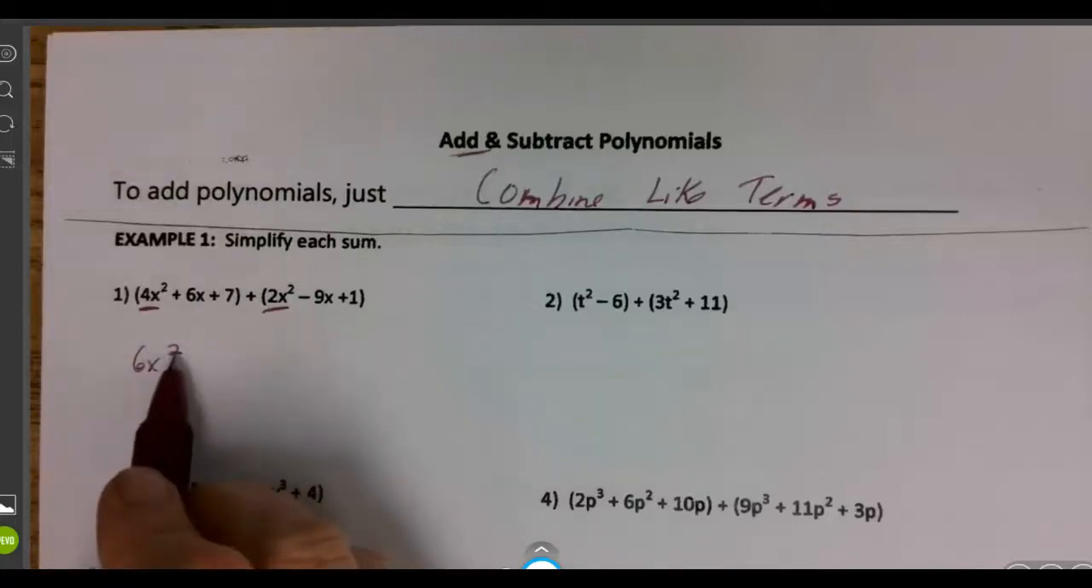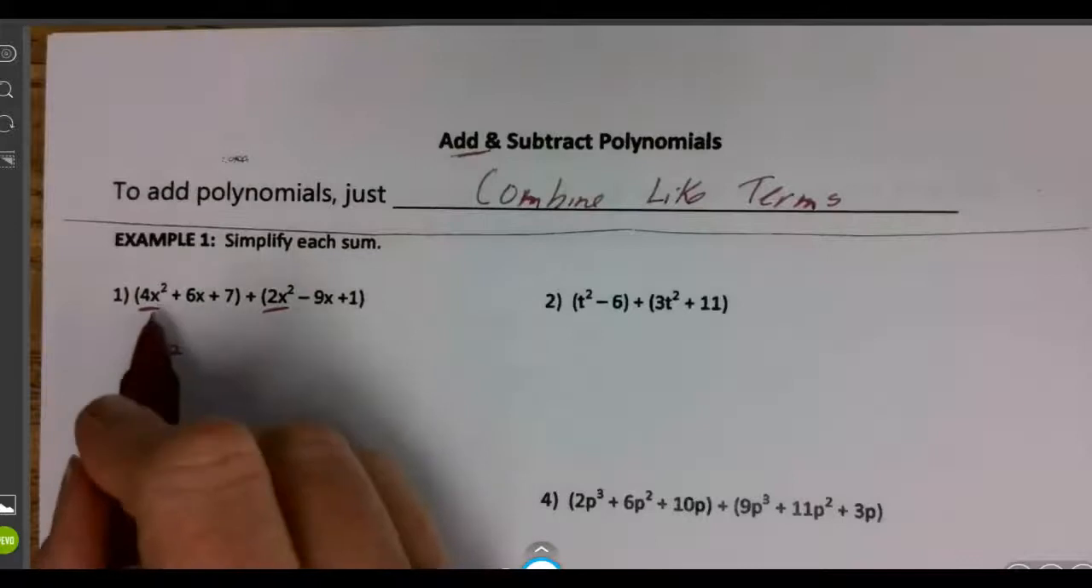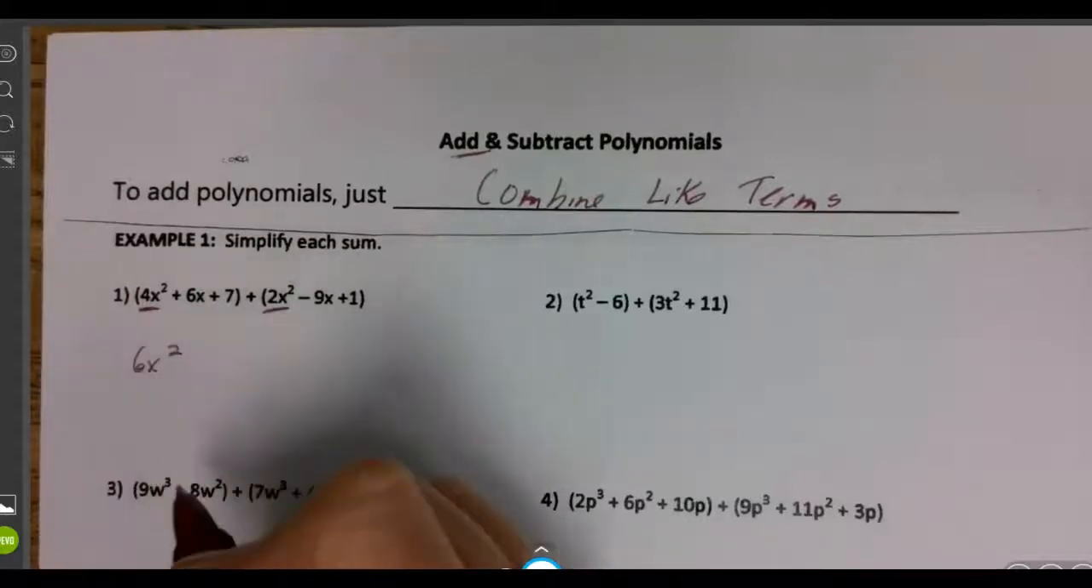Now you might be saying, well, why didn't the exponent change? Because when we add polynomials, the exponent does not change. It doesn't change until we multiply. We'll talk about that in the next lesson. So 4x squared and 2x squared is 6x squared.